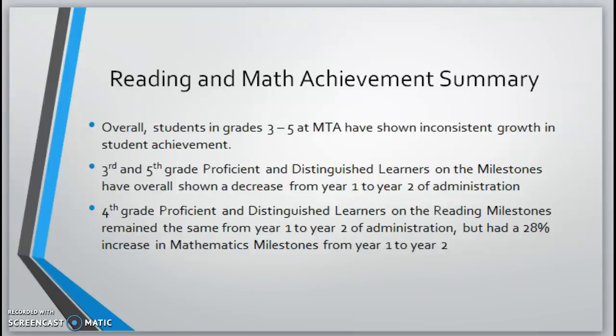When looking at the top 2 levels of achievement on the Milestones assessment, proficient and distinguished learners, fifth grade math decreased by 12%, fifth grade reading decreased by 4%, third grade math decreased by 6%, and third grade reading decreased by 3%. Fourth grade showed no change in their student achievement on the reading Milestones assessment from year 1 to year 2 of administration, and showed a huge increase of 28% on their math Milestones student achievement from year 1 to year 2. Based on the overview of this data, MTA will begin to focus on fifth grade math Milestones data, since that is our area with the largest decrease in overall student achievement scores.